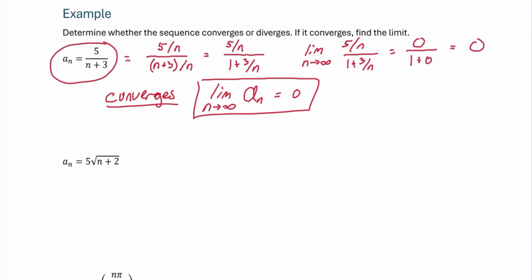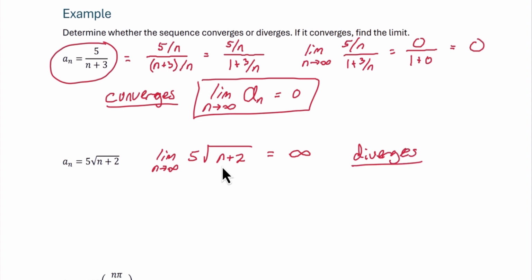In part B, notice we don't have a fraction, we just have the radical. We can just think of the limit as n approaches infinity of 5 square root n plus 2. If n is approaching infinity, we're getting a really big number under the radical. The square root of a really big number is still a really big number, so we're approaching infinity. This example diverges. This is a divergent sequence.